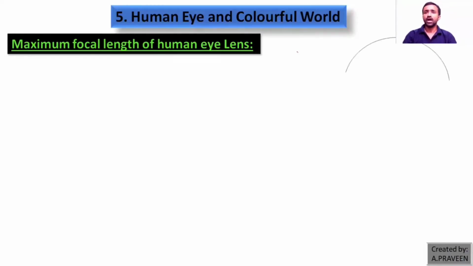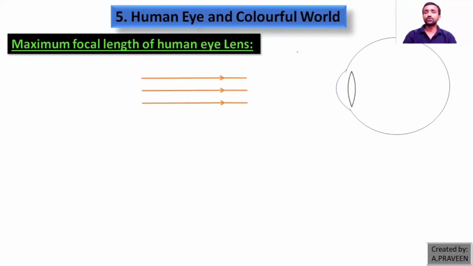So let us draw the outer structure of an eye. Here, the human eye consists of a double convex lens. What happens if you put the object at infinity? Here, we are not going to represent the object; we will only consider the parallel beam of light rays that enters through the lens into your eye onto the retina. So here, the object is placed at infinity.